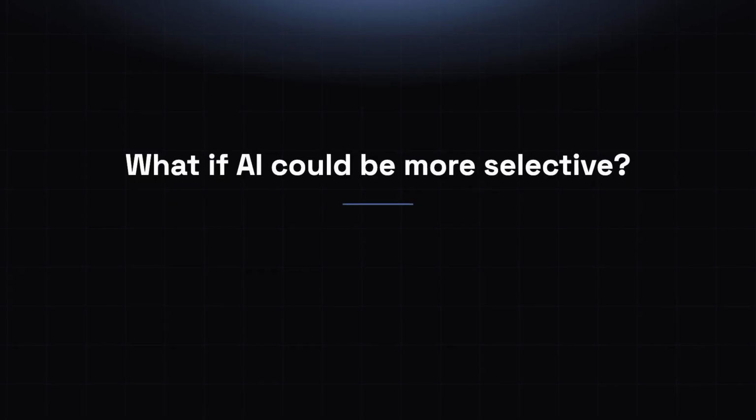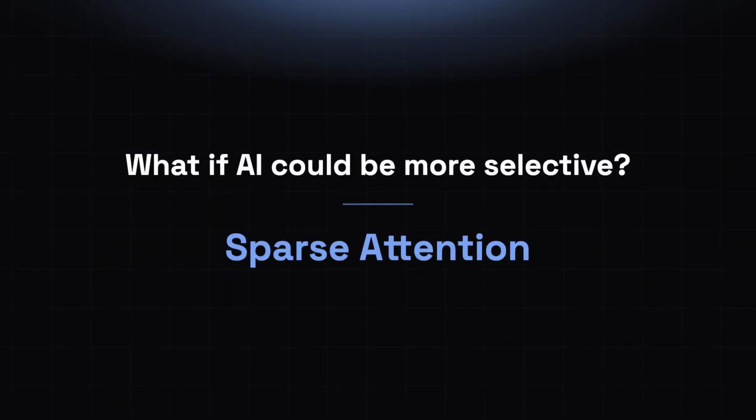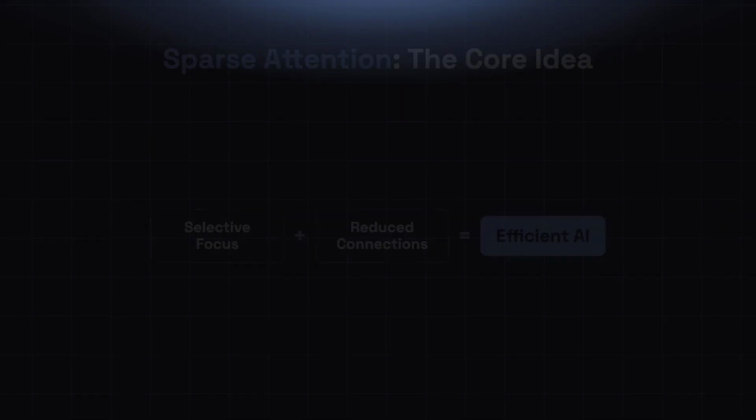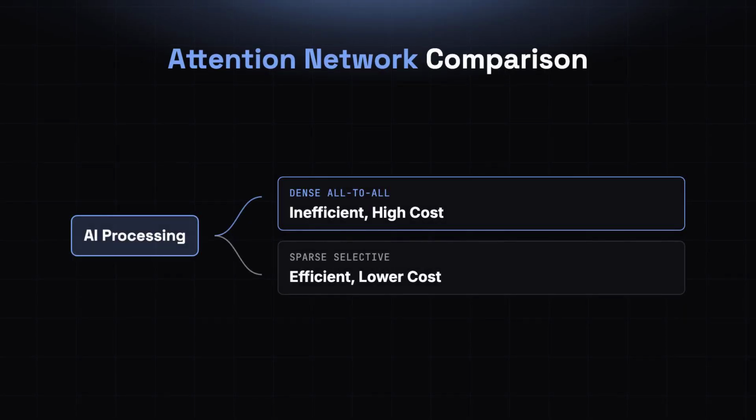But what if an AI didn't need to look at every single token in relation to every other token? What if, like a human reader, it could be more selective? This is the core idea behind sparse attention. Instead of a dense all-to-all connection network, sparse attention aims to create a more efficient, selective network.